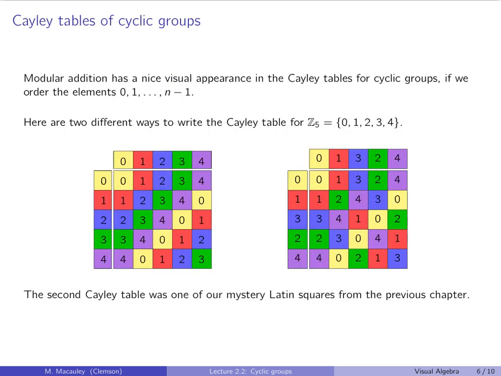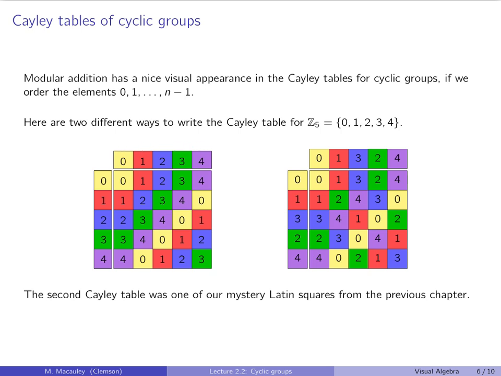I want to say a few words about Cayley tables of cyclic groups. It doesn't matter whether we write things additively or multiplicatively, but sometimes, based on the context, it's more convenient to write one versus the other. So here, I'm going to write them additively because it just avoids me having to write r a whole bunch of times here. And notice that modular addition has a nice visual appearance in the Cayley tables for cyclic groups if we order the elements in a sensible order.